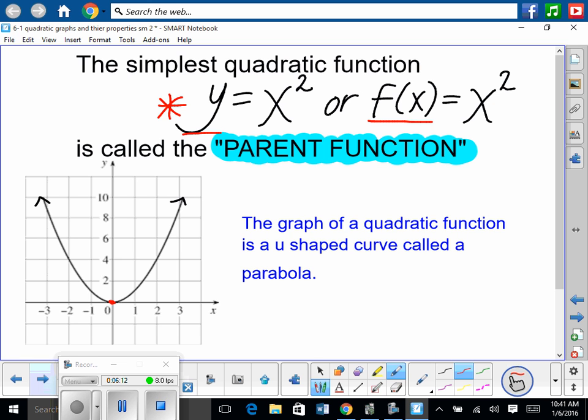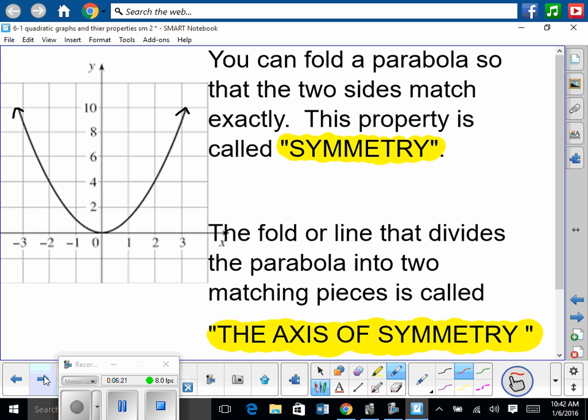0, 0? Okay. So we already talked about how the graph of a quadratic is a nice, pretty U shape, and it's called a parabola. Okay, so once again, you can fold a parabola so that the two sides match exactly. This property is called symmetry.